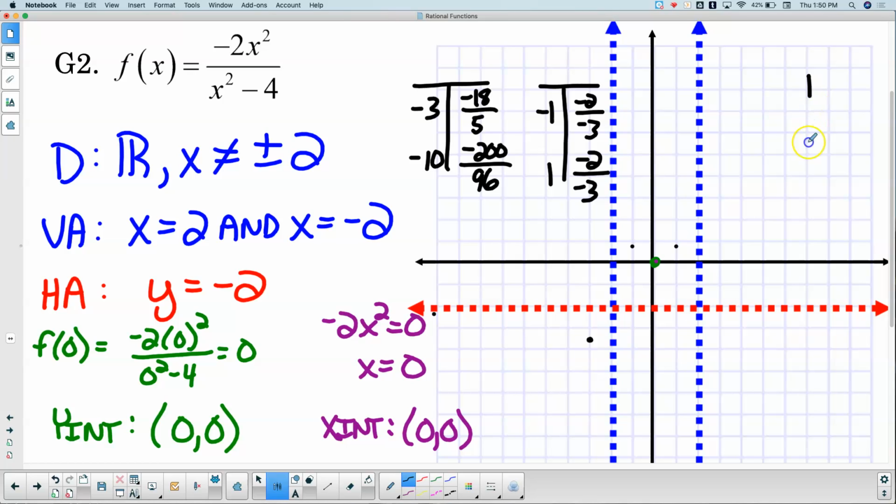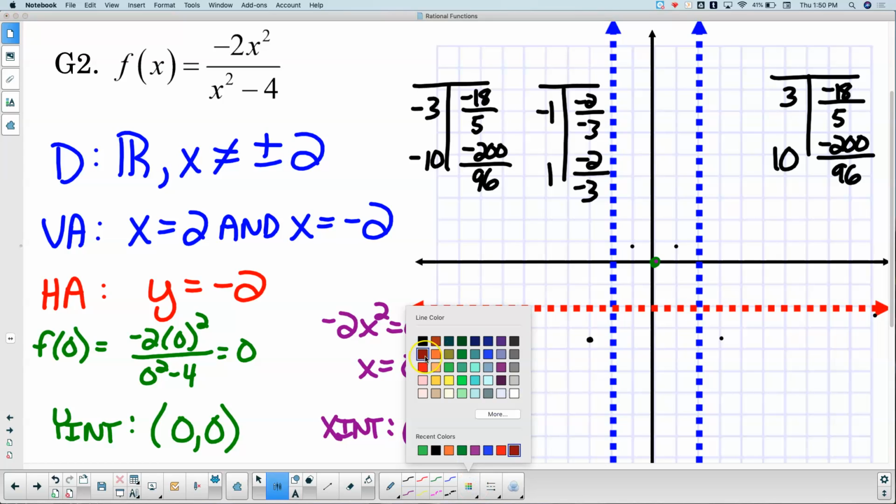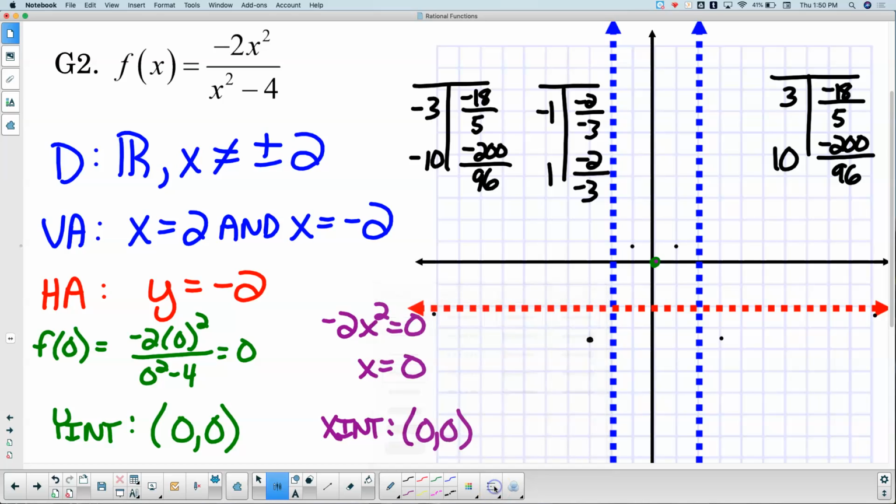Then I've got over here, let's go with positive 3. If I put positive 3 on the top, I get negative 18. If I put positive 3 on the bottom, I get negative 5. That gets me right down there. And if I put positive 10 in there, I get negative 200 over 96. That's me right there. So we can graph, or we can draw it in, I should say.